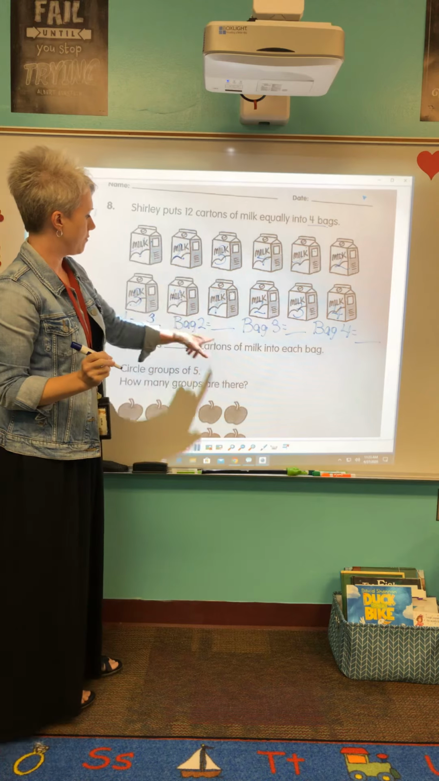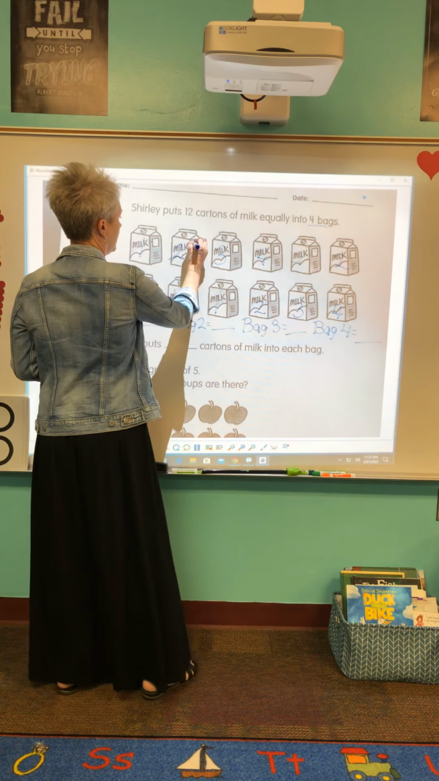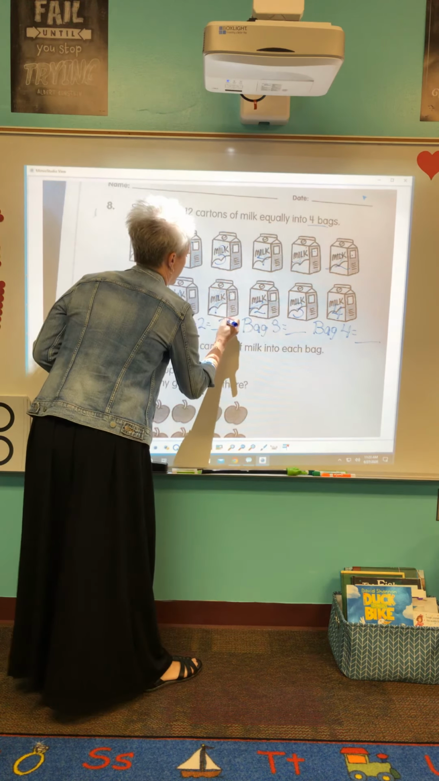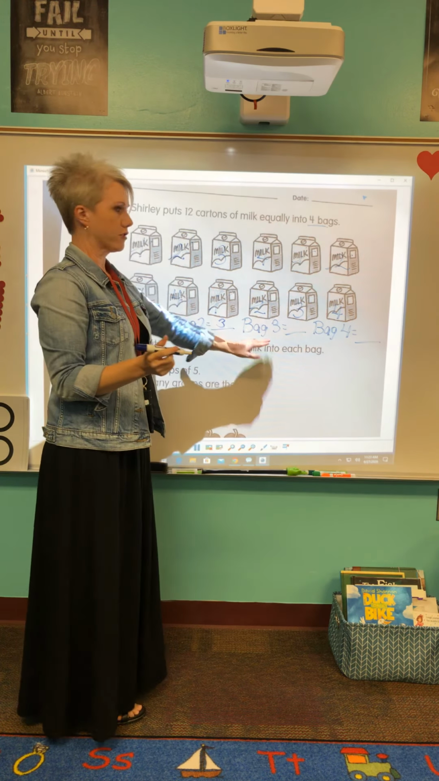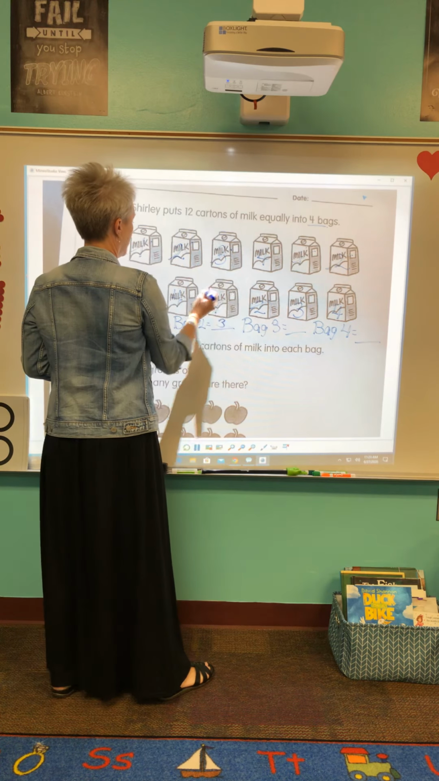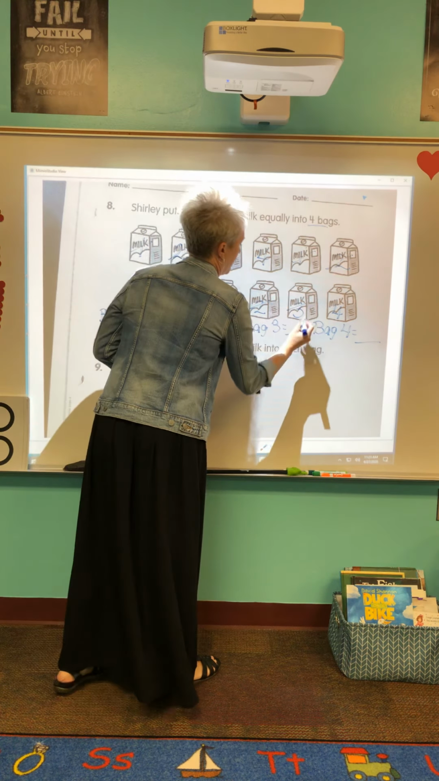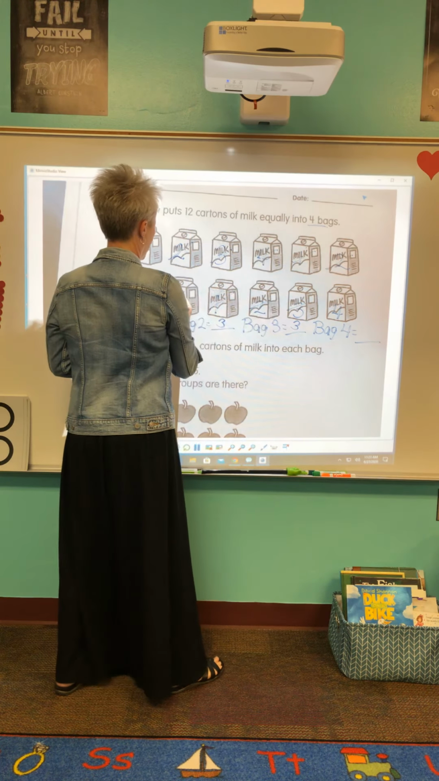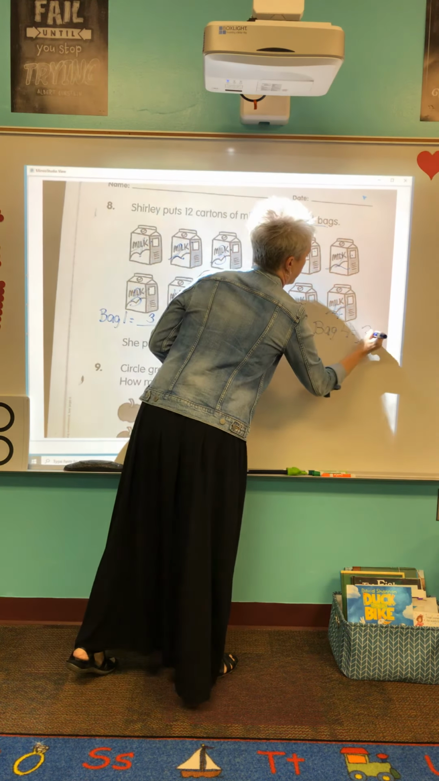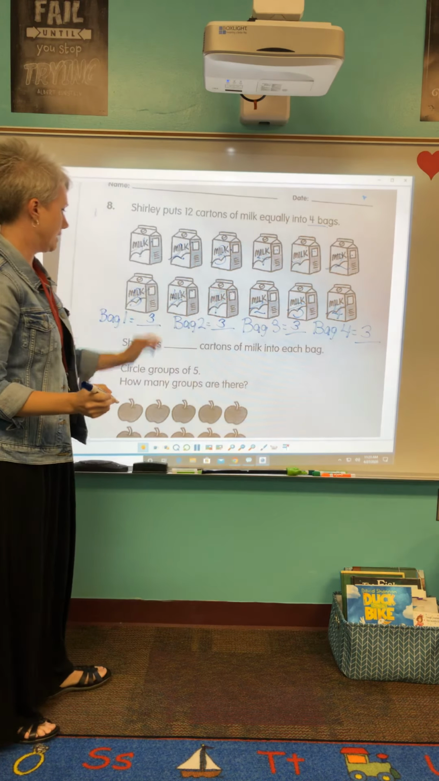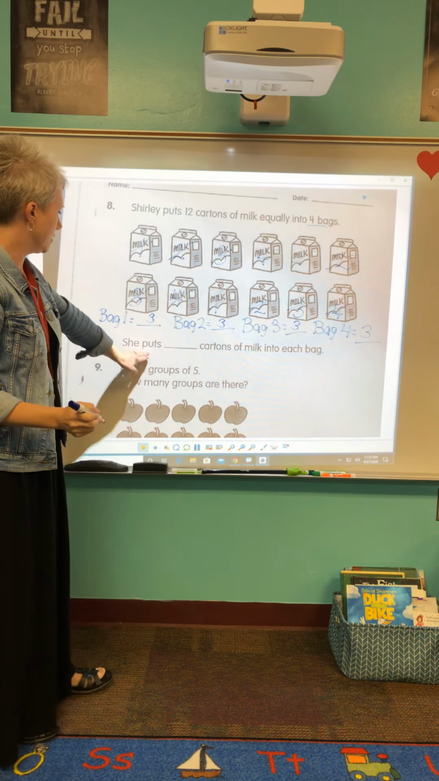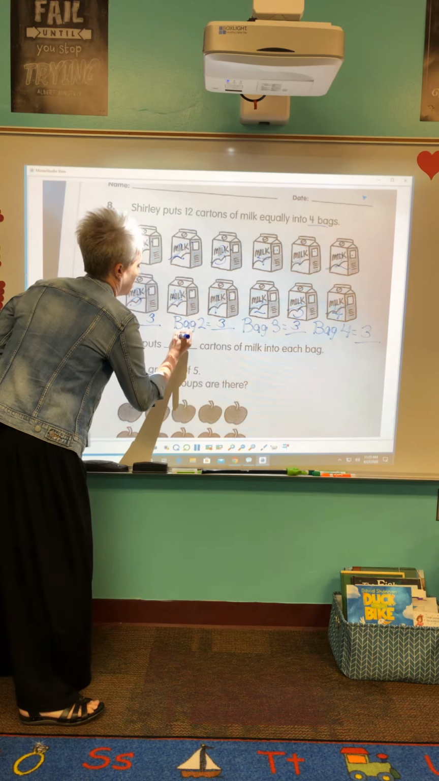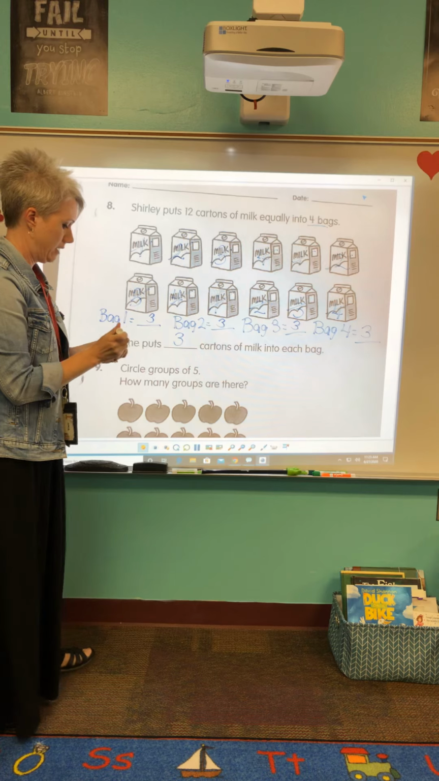How many cartons have bag 2 labeled on them? 1, 2, 3. How many cartons have bag 3 labeled? 1, 2, 3. Bag 4 has 1, 2, 3. So each bag gets 3 cartons of milk. She puts blank cartons of milk into each bag. She puts 3. I need to switch my marker out.